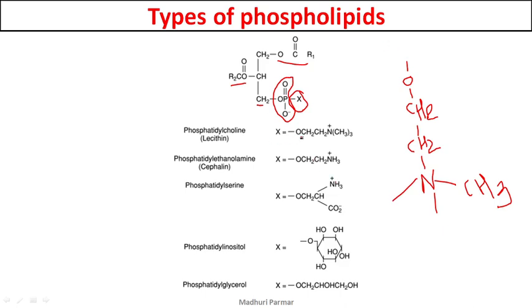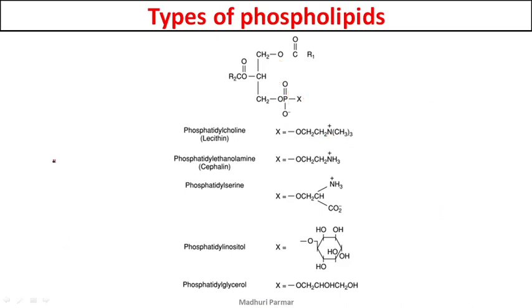It is shown here as OCH2CH2N and CH3 whole thrice. So this is how they are actually arranged. So that is called phosphatidylcholine. This group is called choline, and when it gets attached to this region, it is called phosphatidyl. Two fatty acids and one phosphate group with glycerol backbone is phosphatidyl, and the X group is choline. So phosphatidylcholine. It is commonly called lecithin.